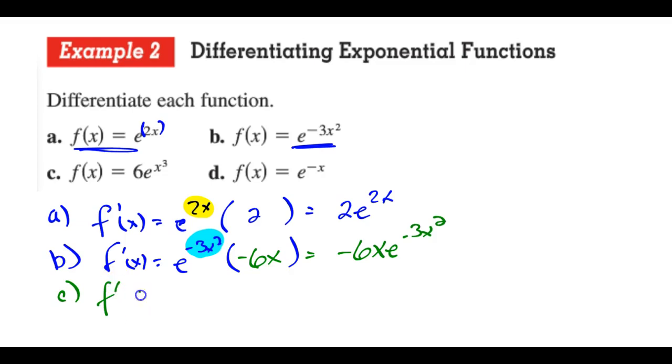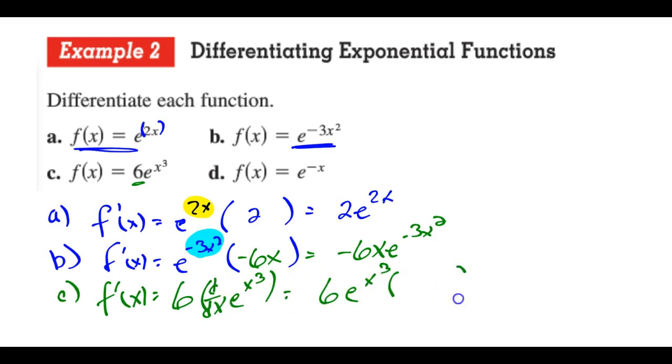Now remember, the derivative of a constant, that 6 is just going to float out there, so don't even worry about it. Just worry about taking the derivative of e to the x cubed. And of course, the derivative of e to the x cubed is e to the x cubed times du, which is 3x squared. So final answer, 18x squared e to the x cubed.